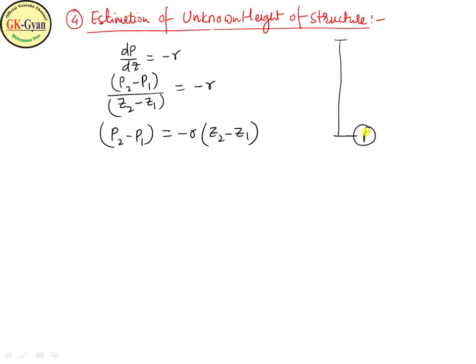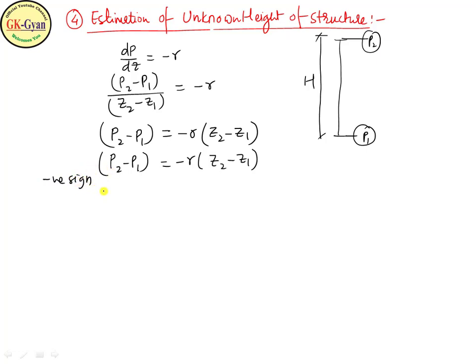Here we will measure the pressure P1 and here we will measure the pressure P2. It is at height capital H. This is the structure. So P2 minus P1 equals gamma Z2 minus Z1. Multiplying by a negative sign on both sides, P1 minus P2 equals gamma times Z2 minus Z1.